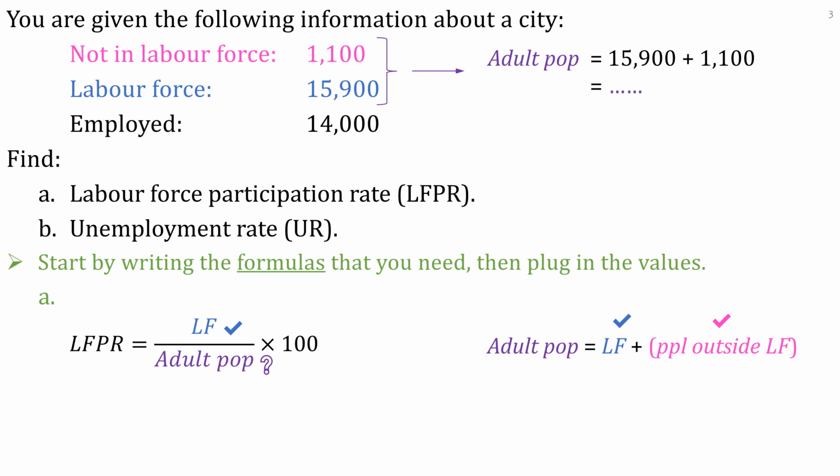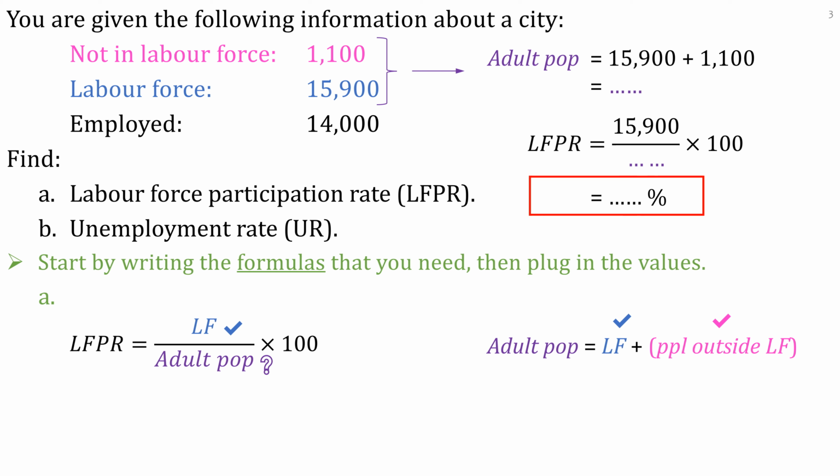Okay. Once we have the adult population, you plug that into your original formula, and then that's how you'll get your answer. So I'll let you figure that out, but that's how we approach these questions. Write out the formulas, figure out what you need. Sometimes there's an extra step involved, but you're just plugging numbers in.